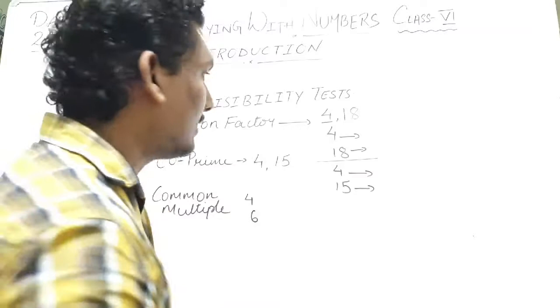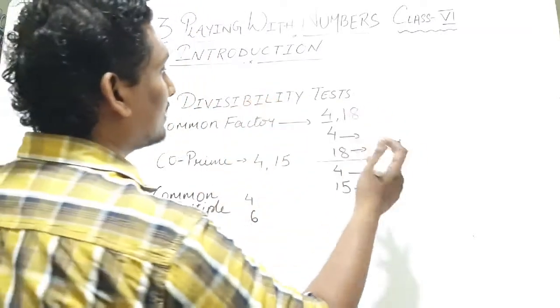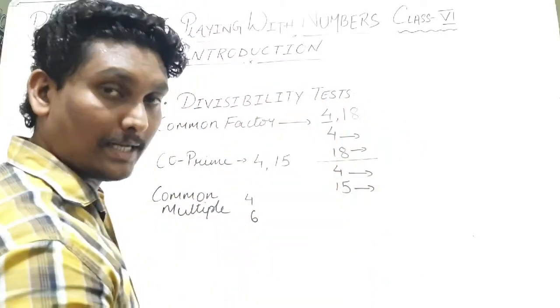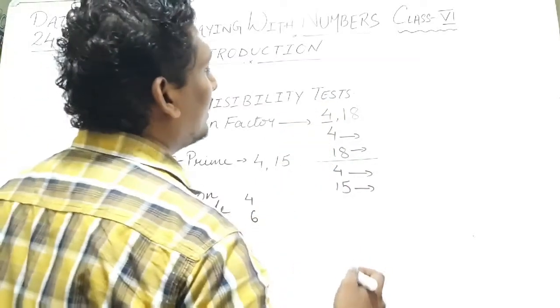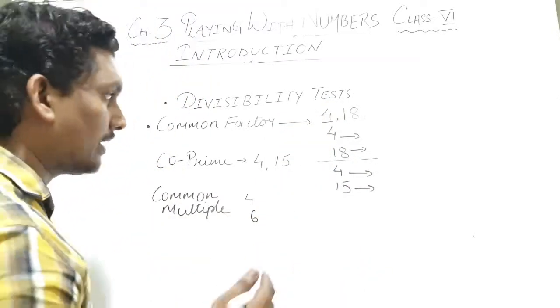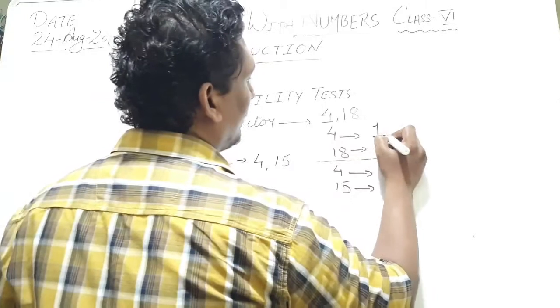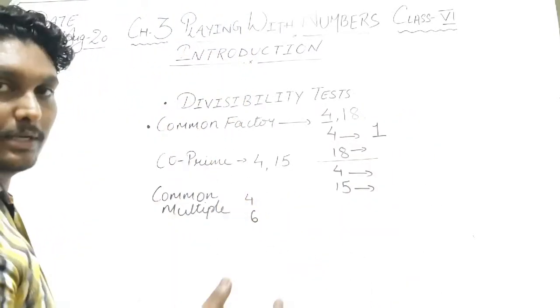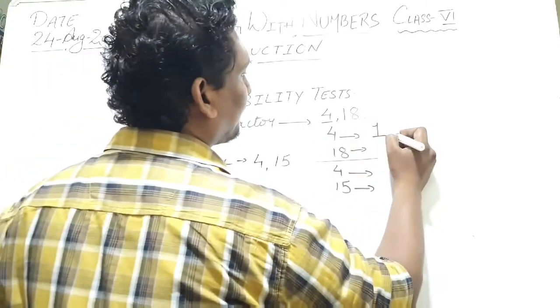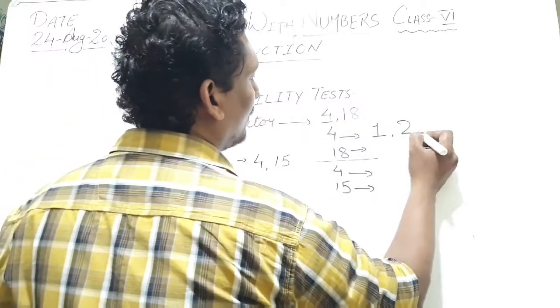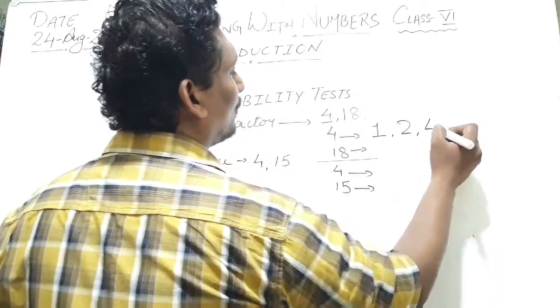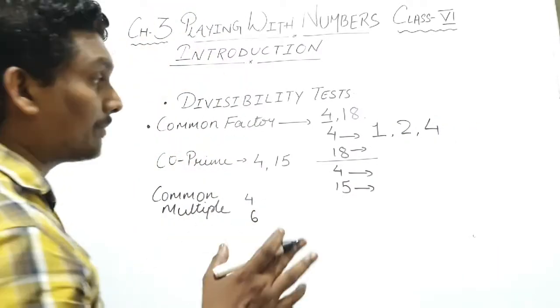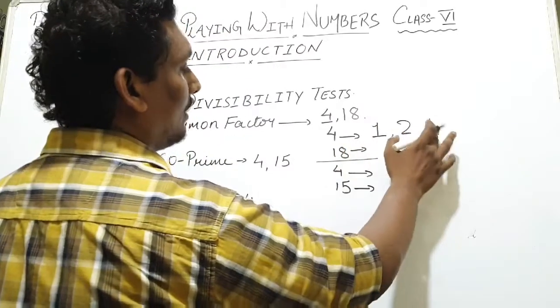So common factor, I have taken the example of two numbers, that is 4 and 18. So first we'll find out 4 comes in which table, right? So first we have to write 1. 1 is the common factor for everyone. 1 is the factor of all the numbers. So 1 we will take up, then we will take 2, then we will take 4. So 4 comes in the table of 1, 2 and 4.